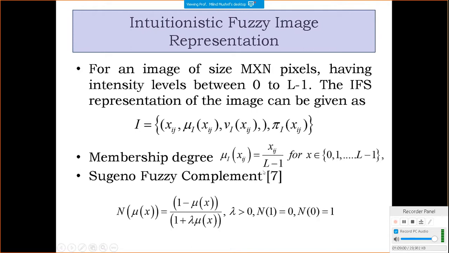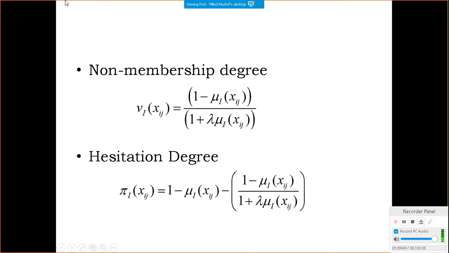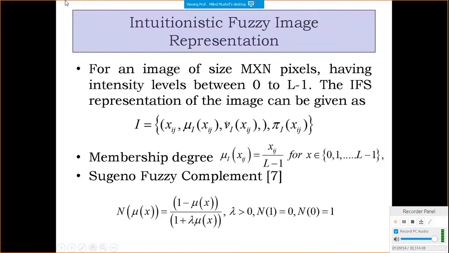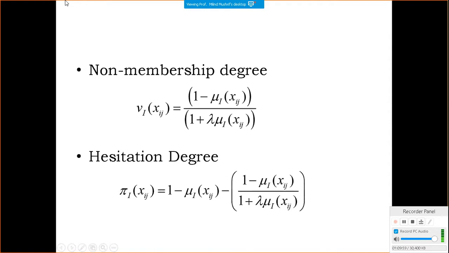Okay. So we evaluate the membership value simply by dividing the intensity value of the pixel at ij location by L minus 1, where L is the maximum intensity. Okay. So if it is an 8-bit image, then we'll divide every element by 255. So we'll get the values in the range of 0 to 1. So we call these membership values, and to compute the non-membership value, we used a Sugeno fuzzy complement. It is defined by this formula. So that will decide the non-membership value. So the non-membership degree is calculated using this Sugeno fuzzy complement, and then the hesitation degree is computed by subtracting membership plus non-membership from 1. That will give the hesitancy degree.